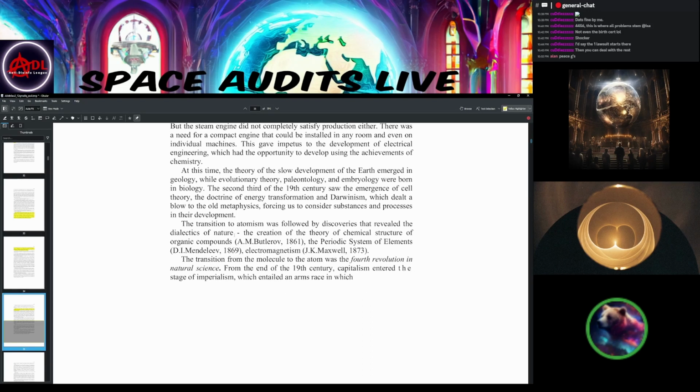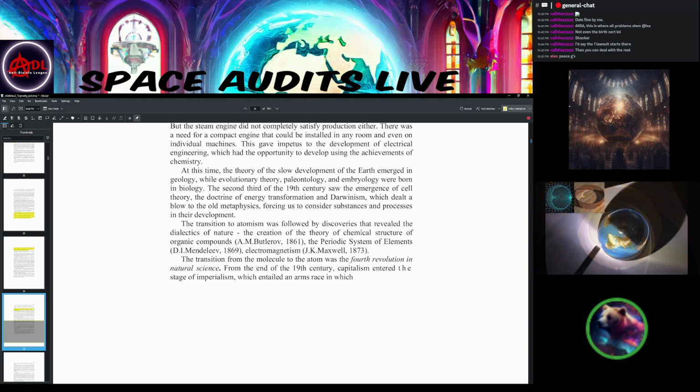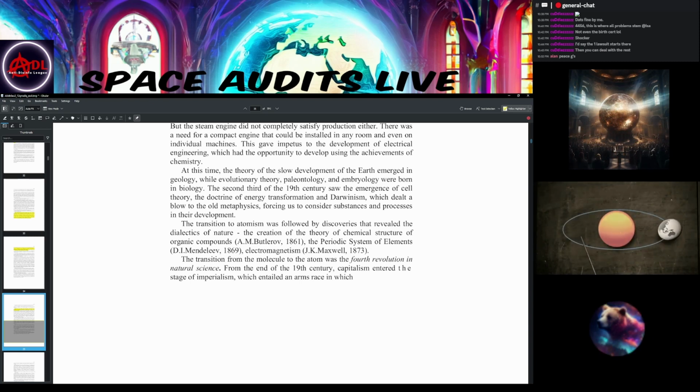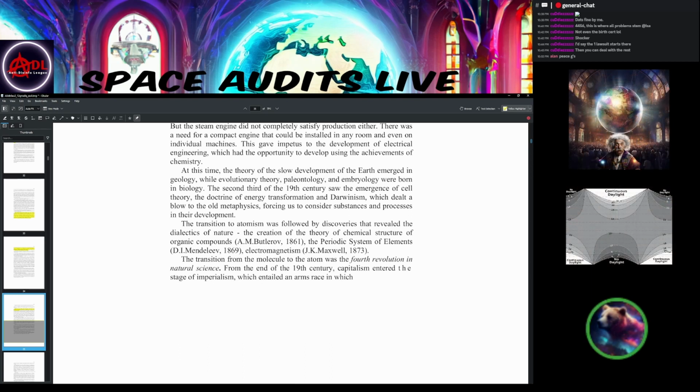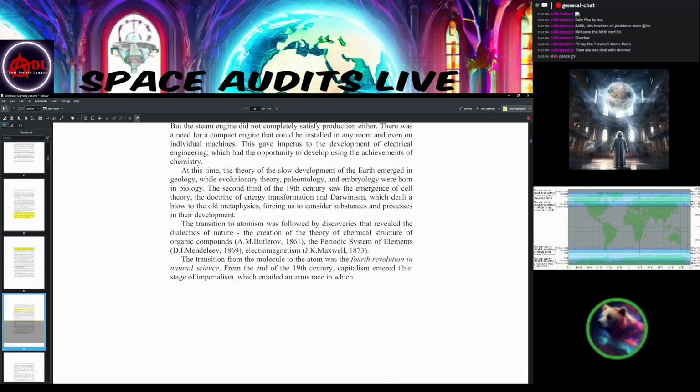The transition to atomism was followed by the discoveries that revealed dialectics of nature, the creation of theory of chemical structures of organic compounds, A.M. Butlerov, 1861. The periodic system of elements from D.I. Mendeleev, 1869, and electromagnetism, James Clerk Maxwell, 1873. The transition from the molecule to the atom was the fourth revolution in natural science.